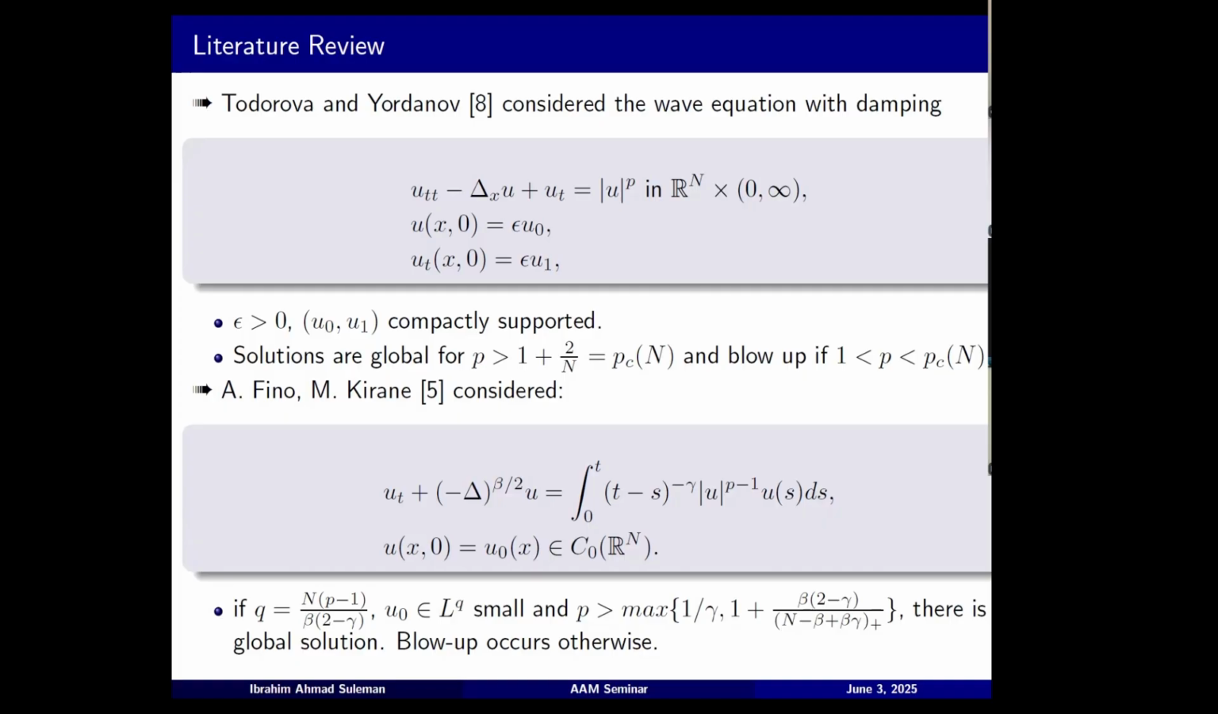You see the critical exponent contains 1 over gamma. This is to take into account the effect of this singularity. So the result here was that there is a global solution for this problem for initial data small enough, in the sense that the initial data U0 is in C0 of Rn intersection LQ. Then for P greater than the critical exponent, there's a global solution. However, the opposite occurs for P less than or equal to the critical exponent. Irrespective of the smallness of initial data, you have blow up in this case also.